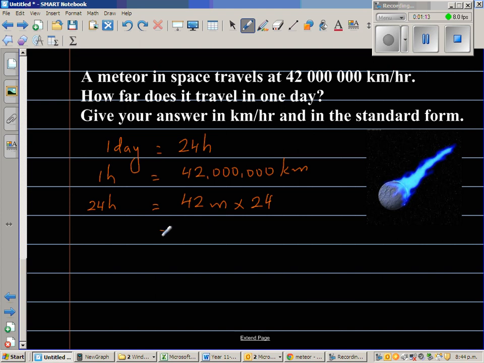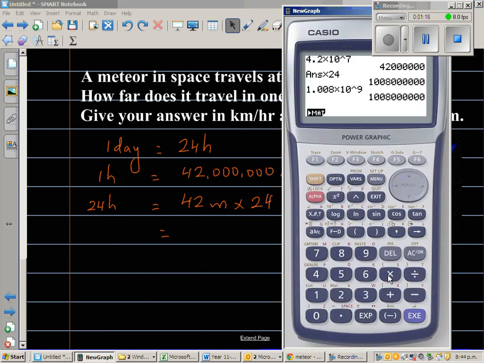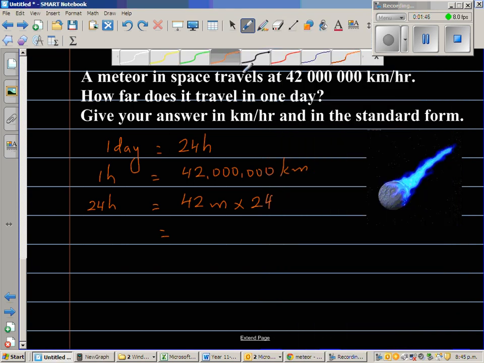So let's use a calculator. 42 million has six zeros, so 1, 2, 3, 4, 5, 6, times 24. So this is 1008. How many zeros? Six zeros. So 1008 million, or 1.008 billion. So this is 1008 million.